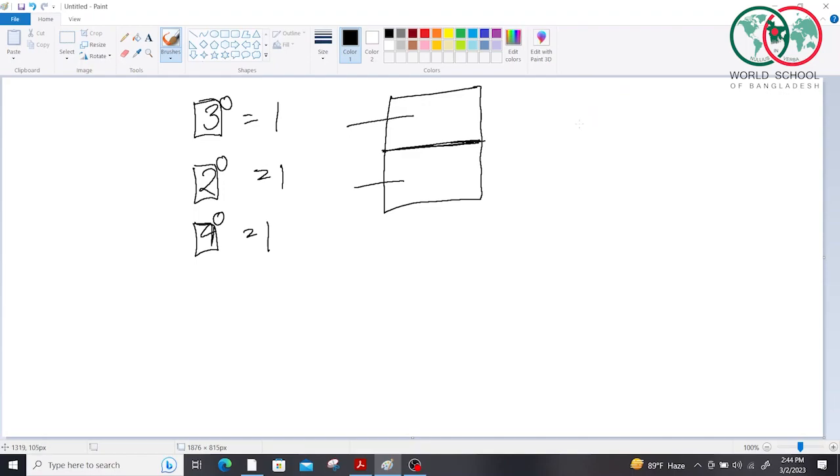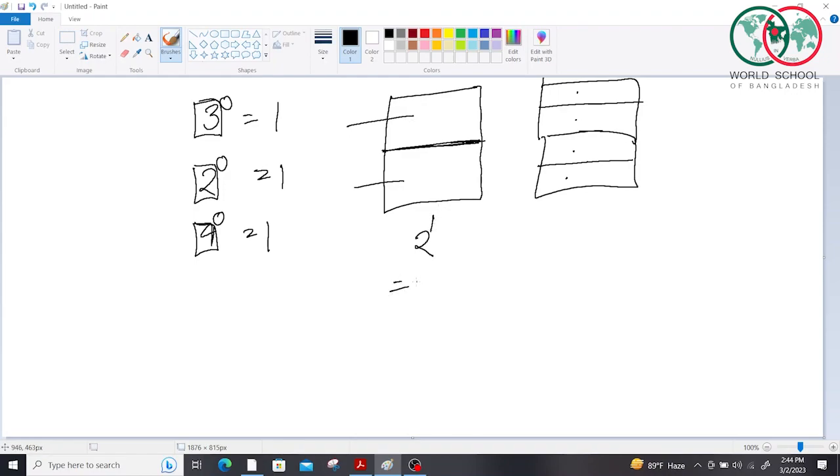Like 1 row, 2 rows. And if you again fold this half, then you will get another line here and another line here. So you are getting 1, 2, 3, 4. So what's happening here? When you are folding in 2 equal halves one time, you are getting 2 rows. When you are folding twice in 2 equal halves, then you are getting 4 rows. 1, 2, 3, 4 rows.